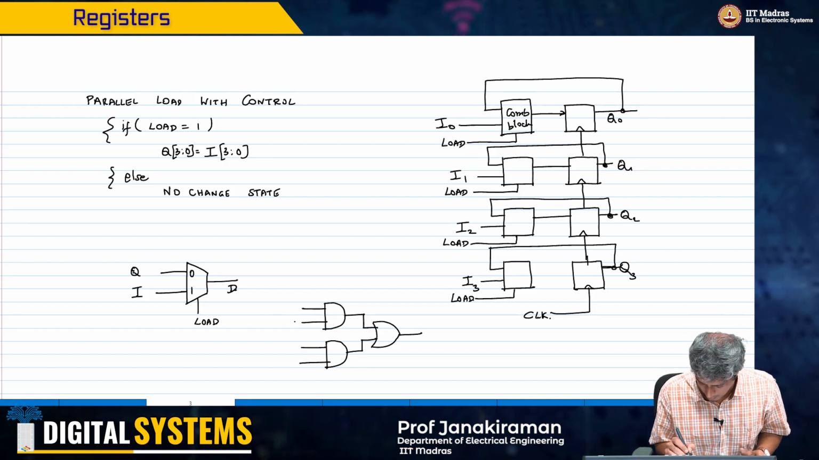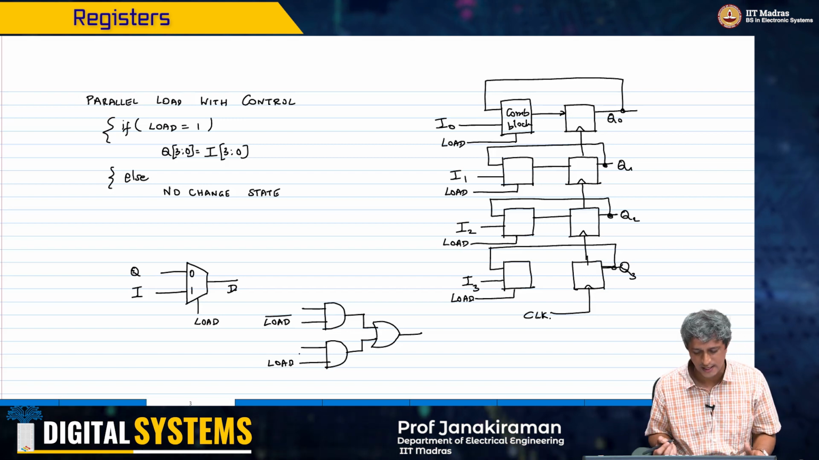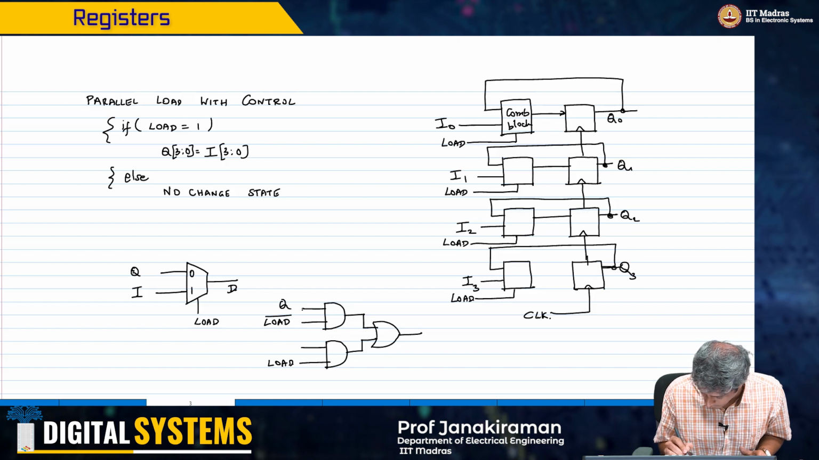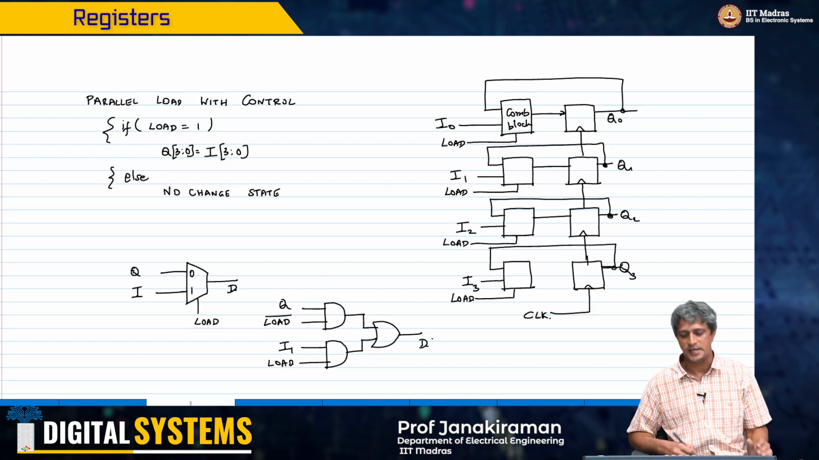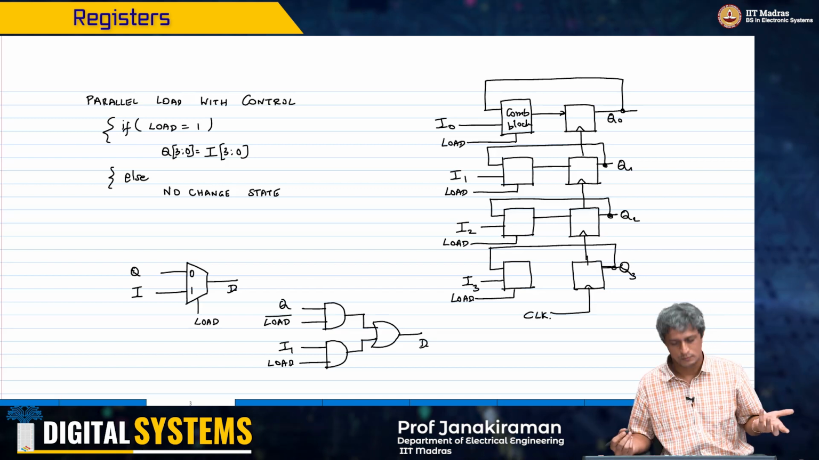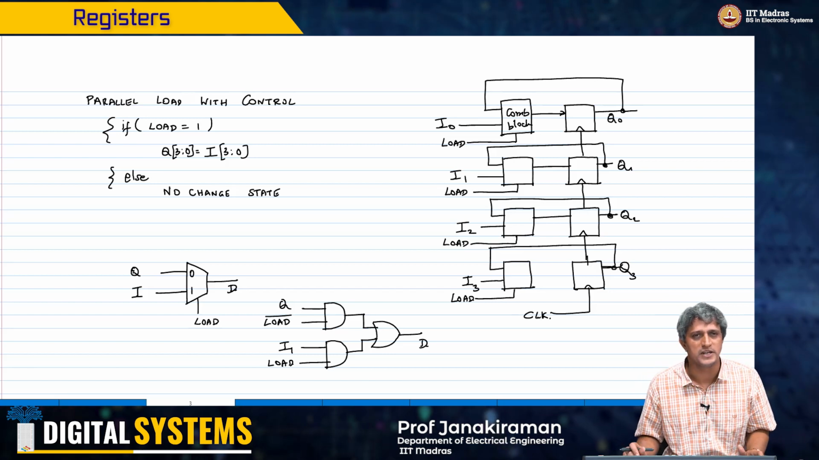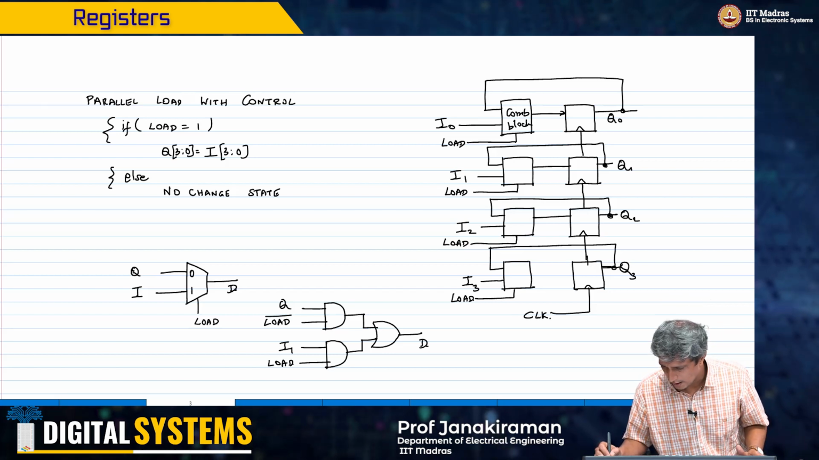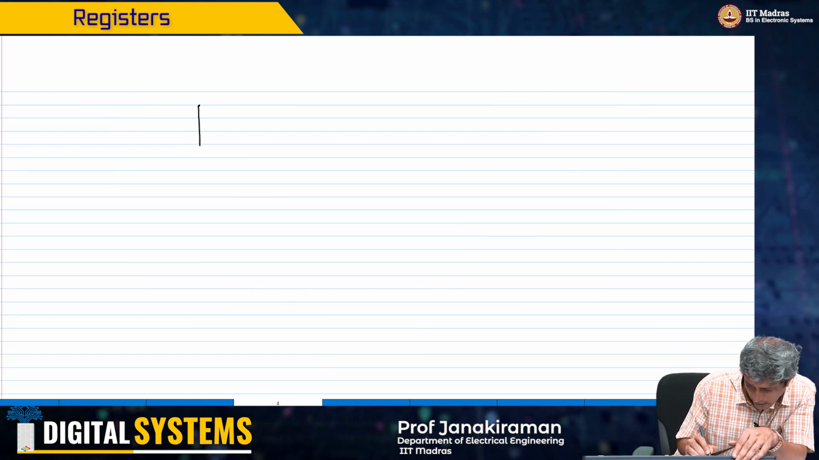Okay, so you basically control the case of 0 with load bar, and this is load. This is the select line of the multiplexer, and therefore I am going to give this as Q, I am going to give this as I, and then this is D, right. So that is all the multiplexer implementation in terms of basic gates. And therefore I can easily replace this circuit diagram with the following here.